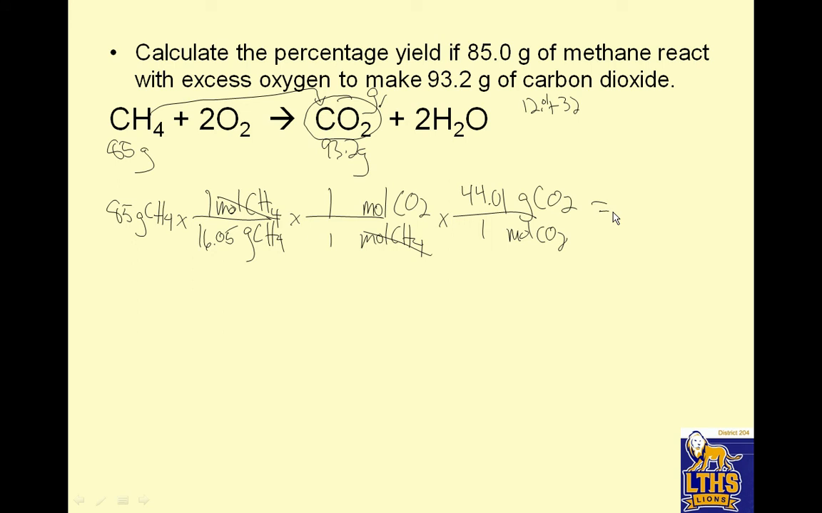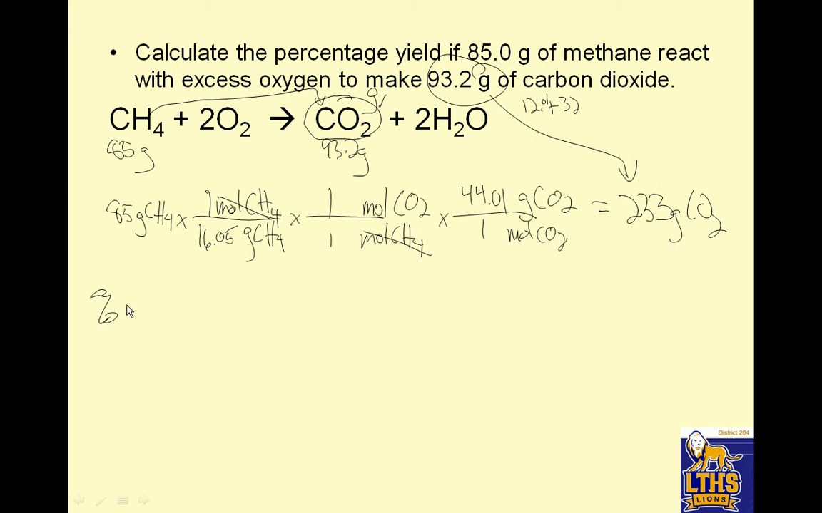85 divided by 16.05 times 1 divided by 1 times 44.01. And I have 233 grams of CO2 is what I should have gotten, but I got 93.2. That's so sad.